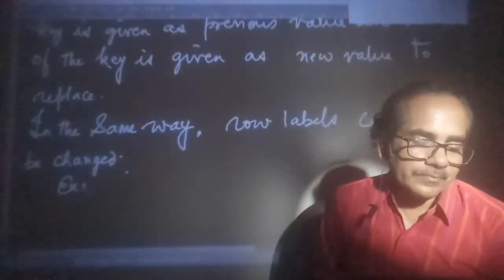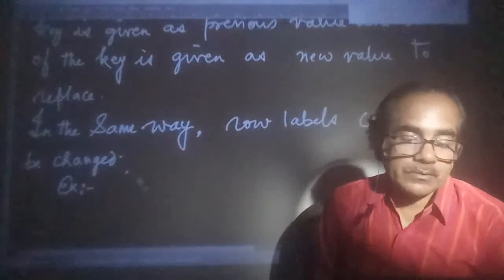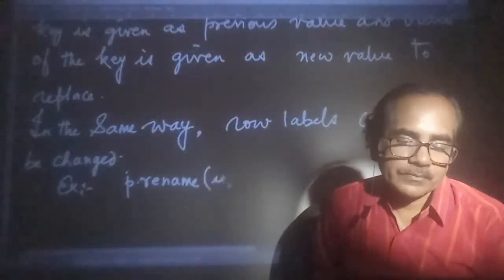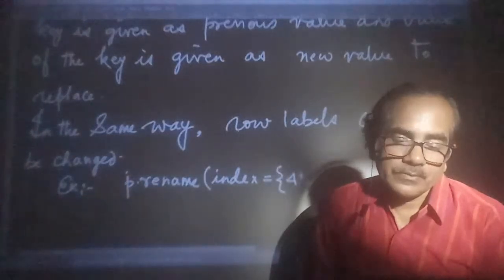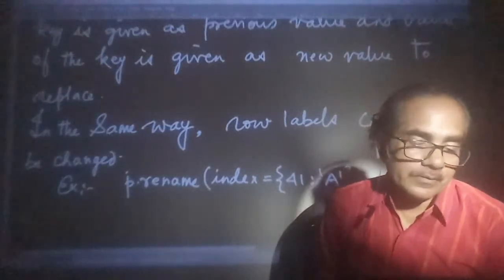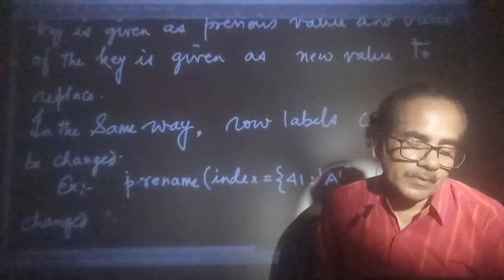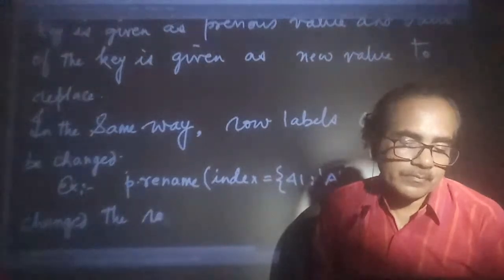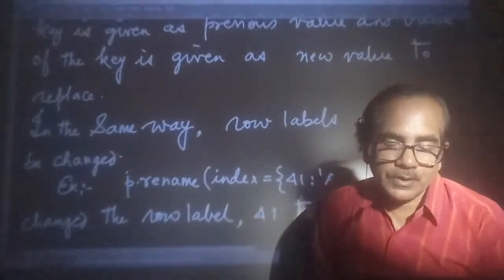Example: p.rename(index = {41 : A}) changes the row label 41 to A.